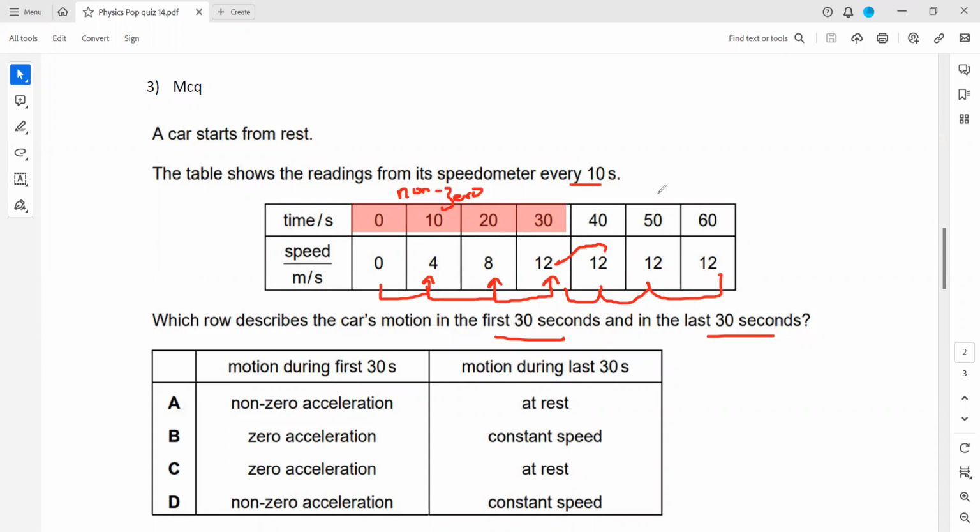So here it will have a constant speed. The speed is not changing. And the first part, the acceleration is not 0, like acceleration is having certain value. So non-zero acceleration for the first 30 seconds, and a constant speed for the last 30 seconds. That's why D is the right answer. Is it clear? Discussion?